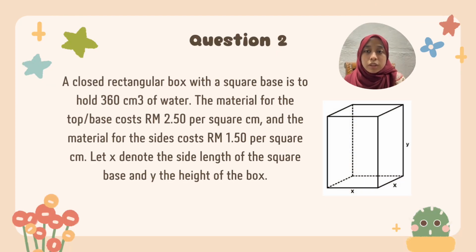A closed rectangular box with a square base is to hold 360 cm³ of water. The material for the top and base costs RM2.50 per square centimeter, while the material for the side costs RM1.50 per square centimeter. Let x denote the side length of the square for the top and base, and y the height of the box.